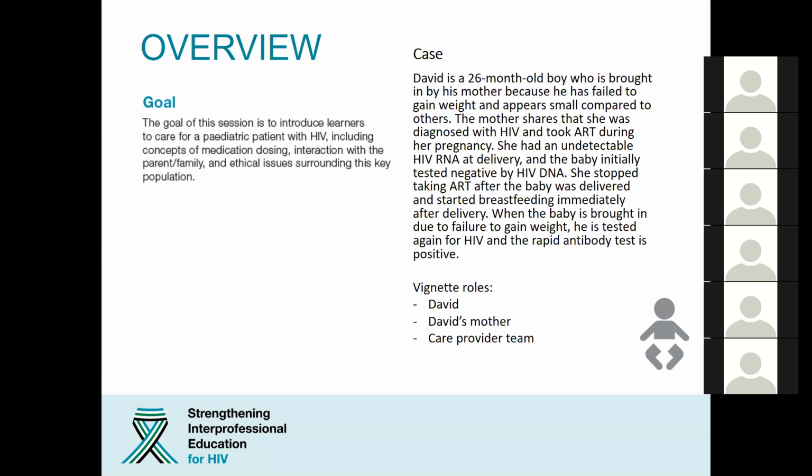situation is a young boy, David, who's 26 months old, and he's brought in by his mother because he's not gaining weight and appears small compared to other kids. The mother says that she was diagnosed with HIV and took ART during her pregnancy. And she had an undetectable HIV viral load at delivery. And the baby was initially also negative. However, she stopped taking her ART after the baby was delivered and did begin breastfeeding right away. So now the baby is brought in for failure to thrive, not gaining weight. He's tested for HIV, and in this case, the rapid antibody test is positive. So maybe moving on to the next slide.